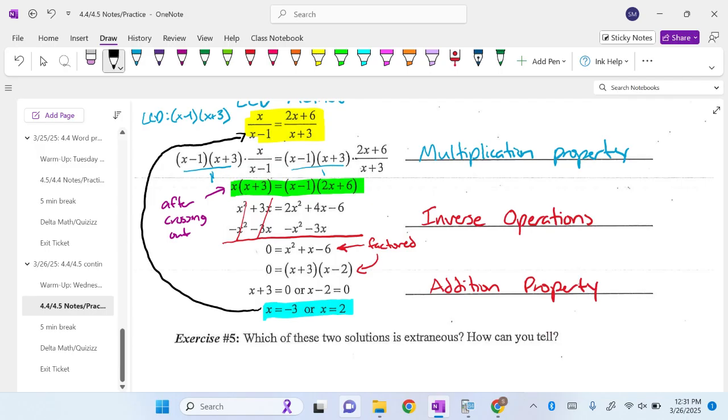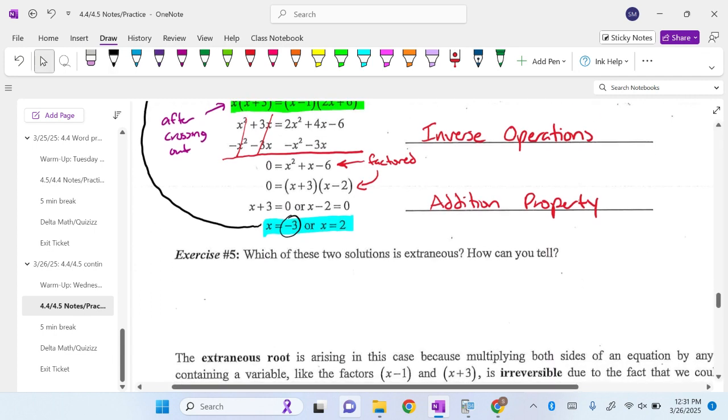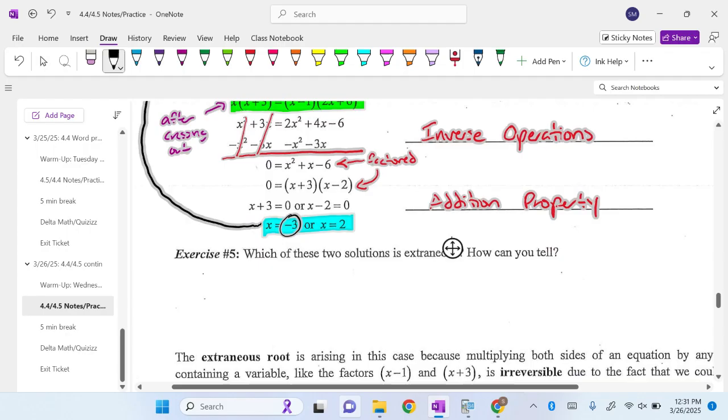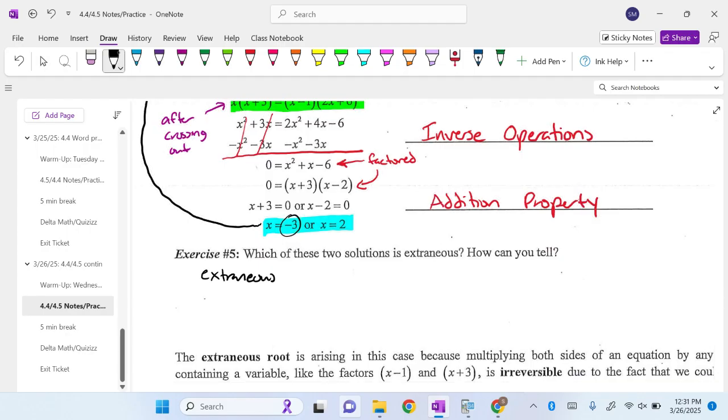So the negative 3, good. The negative 3 in this case would be our extraneous solution, because if we plugged it in for this x here, what's negative 3 plus 3? 0. That will give us a denominator of 0. So our extraneous solution is x equals negative 3.